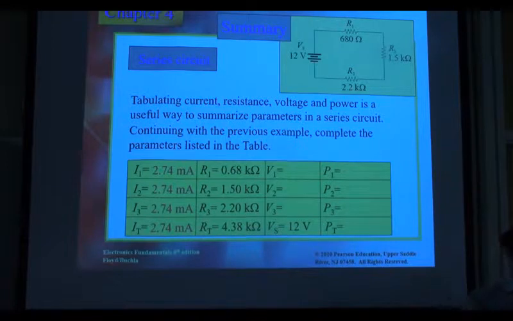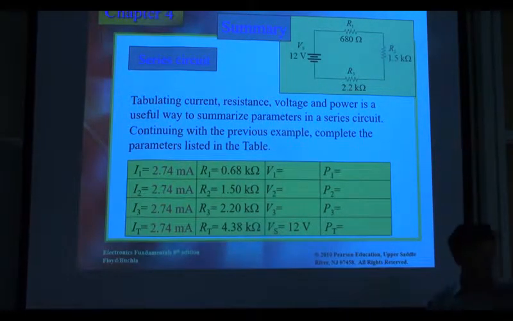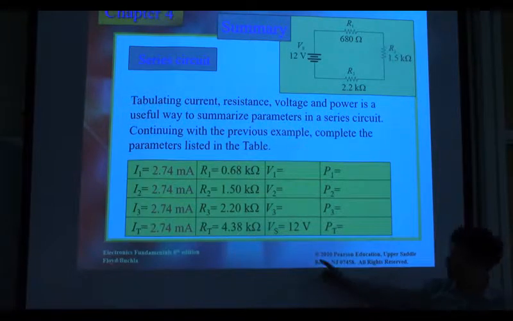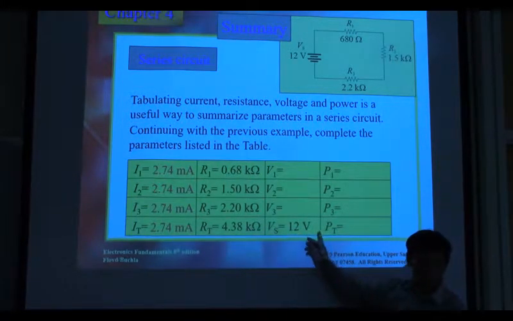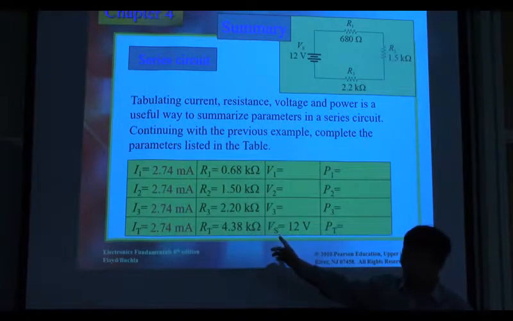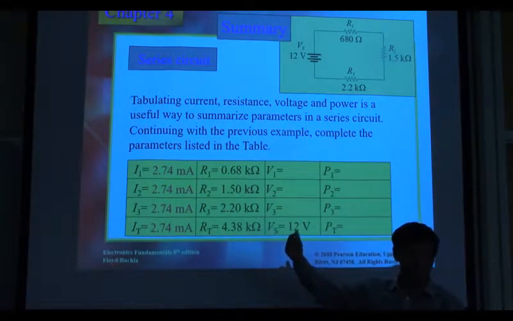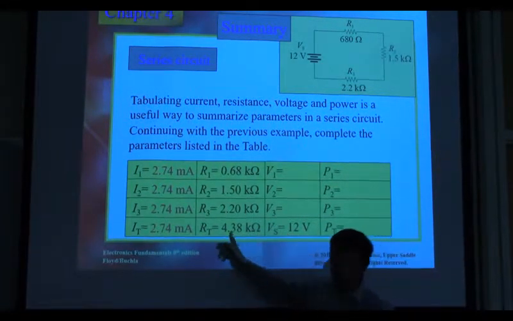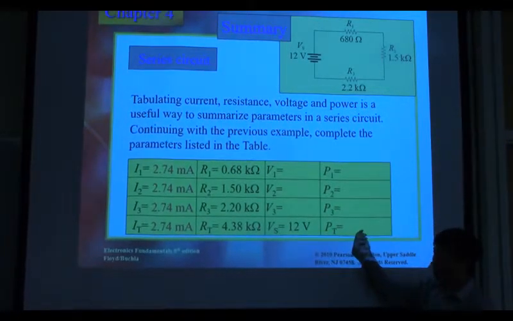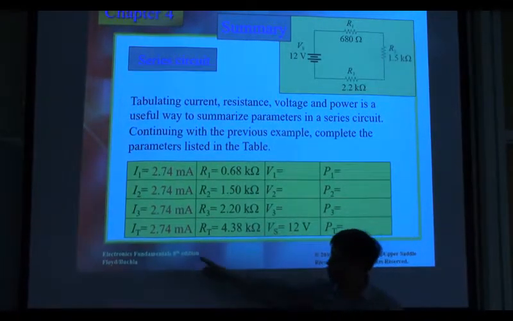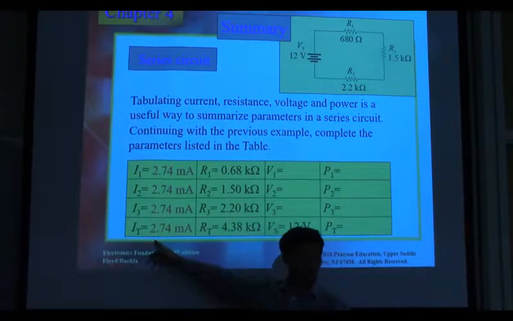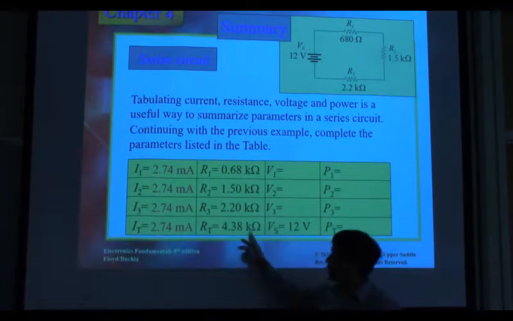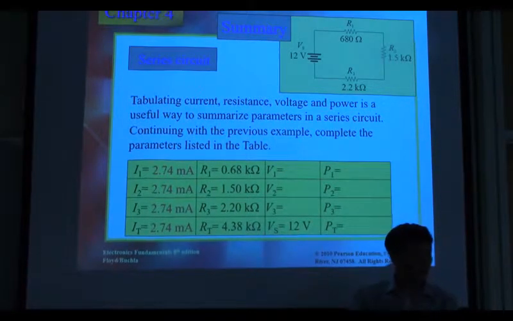But usually we use this method to double check. I want somebody to use other ways to calculate this one. Can you do it? Which formula? We have three. V squared over R. Or current times voltage. Yes, perfect.